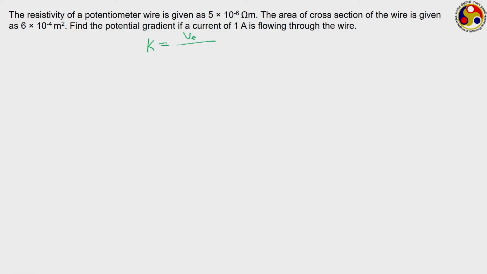Now, how have we defined this? We have defined this as the excitation voltage divided by the length of the resistor, and the Vex is related to the current as I into R, where R is the resistance, and R is known as rho L by A. So, let us put it here. We have I upon L into rho L by A, which leads to the cancellation of L. So, we are left with rho I by A.